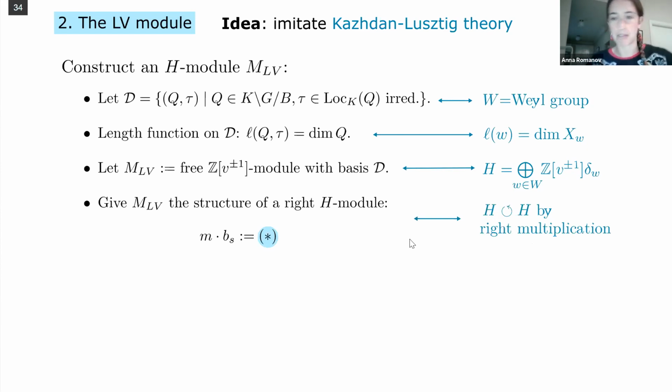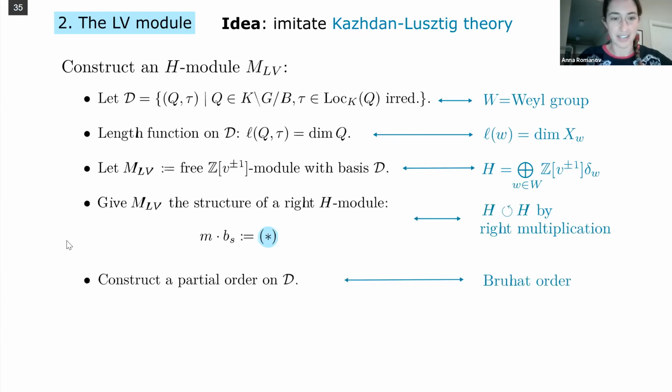Now, this is a bit of a black box for now because I need to tell you a little more about geometry before I can describe for you what this action is. But we'll see later that this can be constructed. And then what are the last ingredients that we need? Well, we need some sort of partial order on our set that corresponds to the Bruhat order.